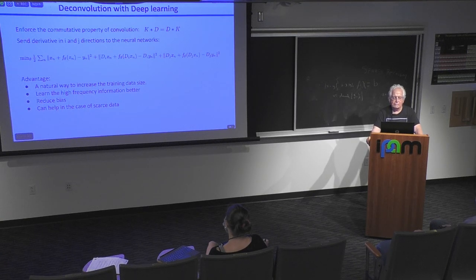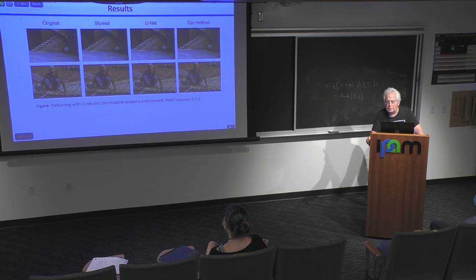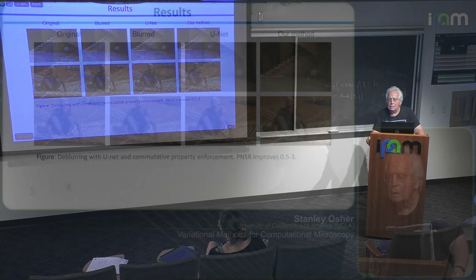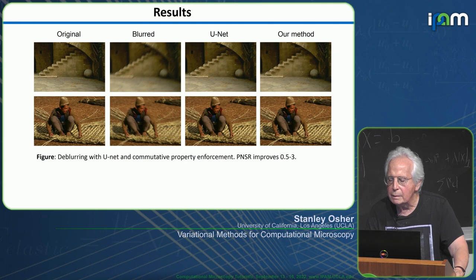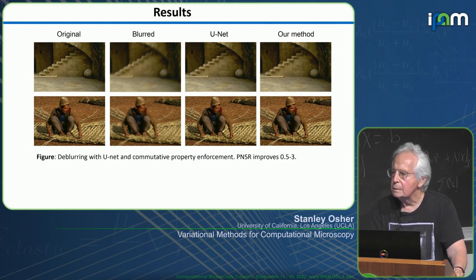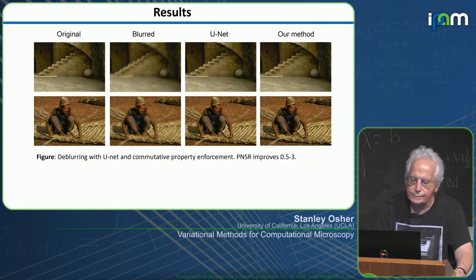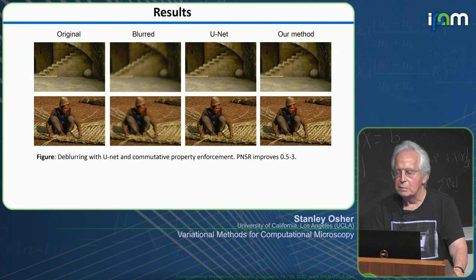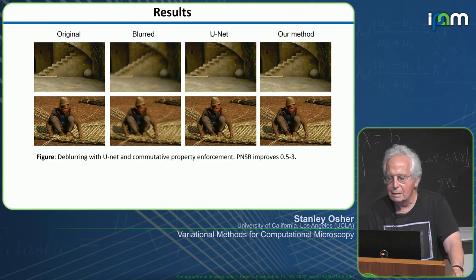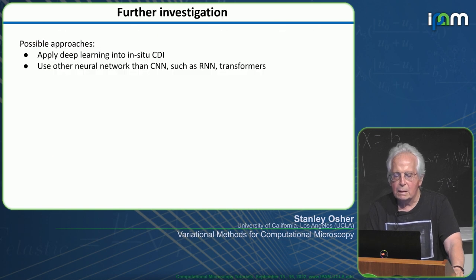Okay, next. And there's a result, which looks a lot better on my screen than it does up there. The one on the right, down below, the carpet has more detail. The original is on the left, and it blurs in the second, and UNet, which is a different method but uses UNet, is not as good. And PSNR improves by that much.